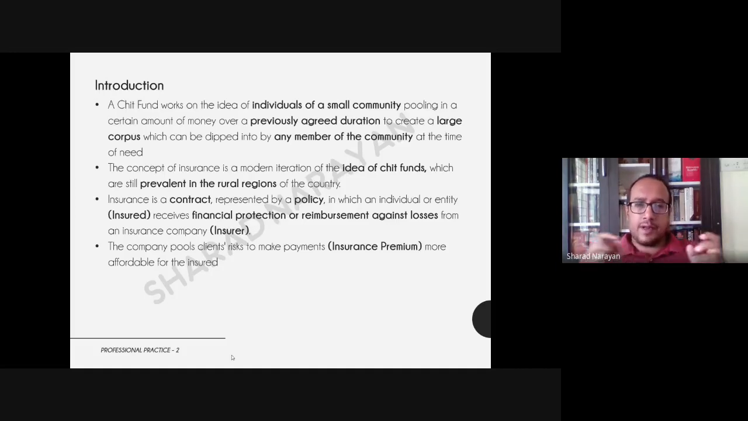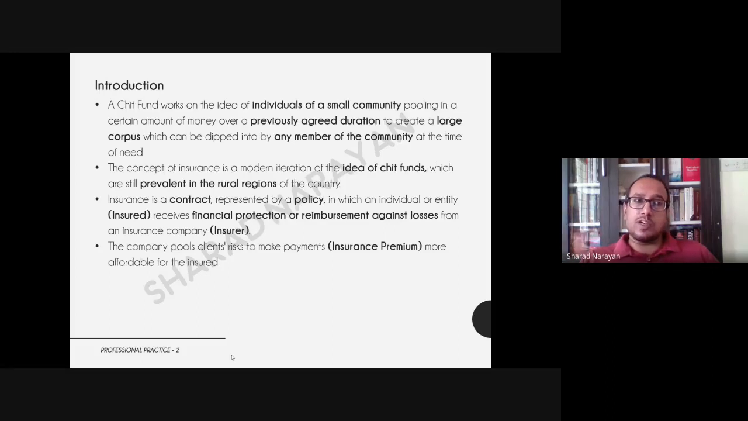Now, let us say, for example, a group of around 1,000 individuals take out insurance policies, and pay a premium of around 100 rupees per person. So, a group of 1,000 individuals and 100 rupees per month. So, if it is 100 rupees per month for 12 months, that's around 1,200 rupees per individual into 1,000 individuals.